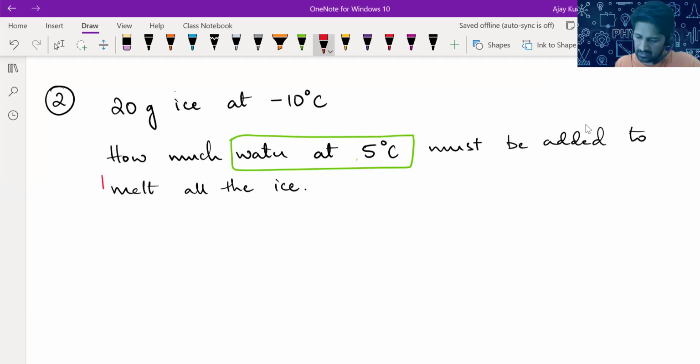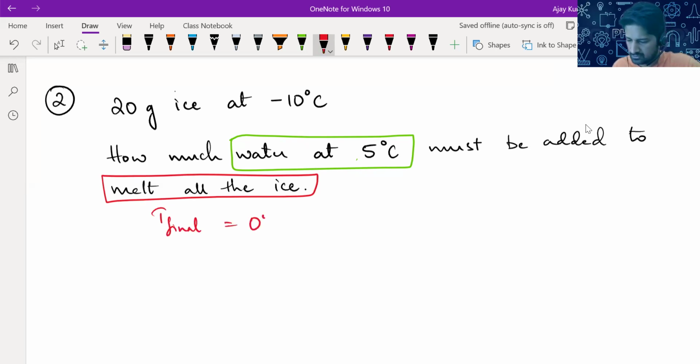See, we just want to melt all the ice. This also has a meaning. That means the final temperature of the entire system should be 0 degrees C and the final state must be water.